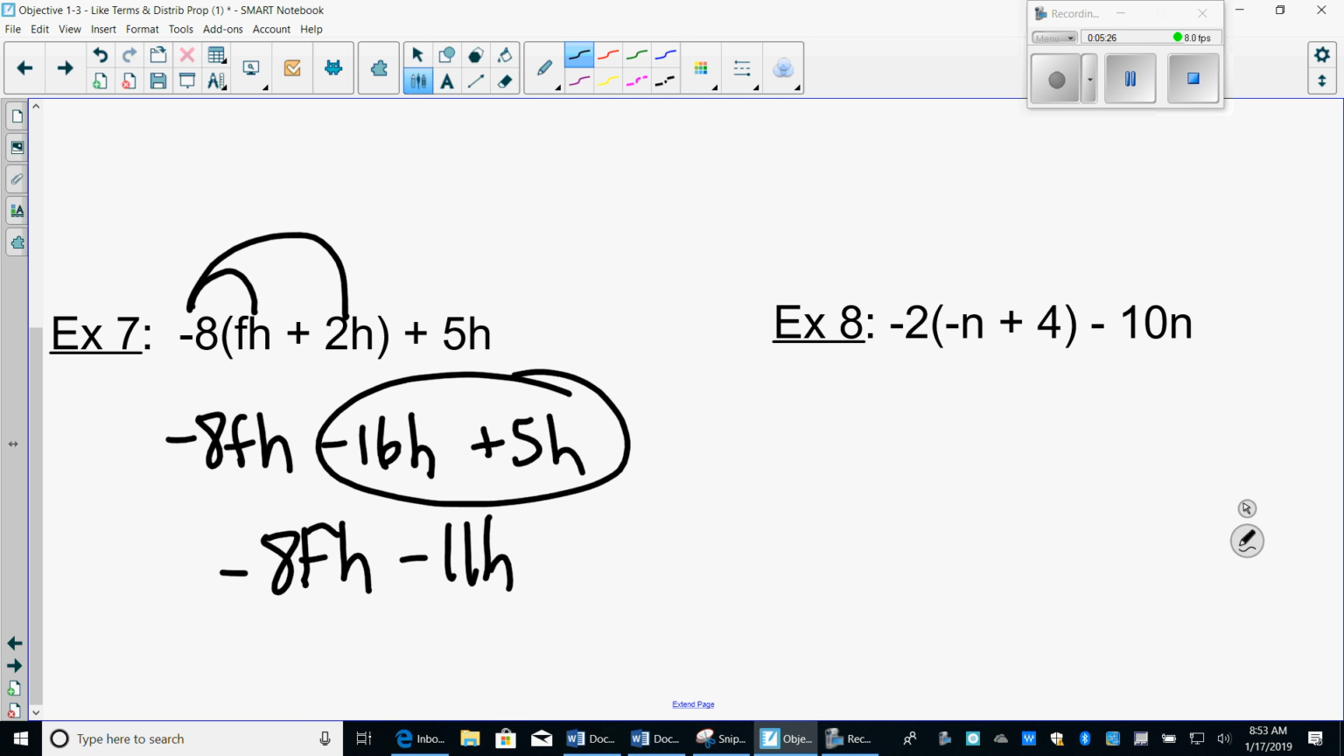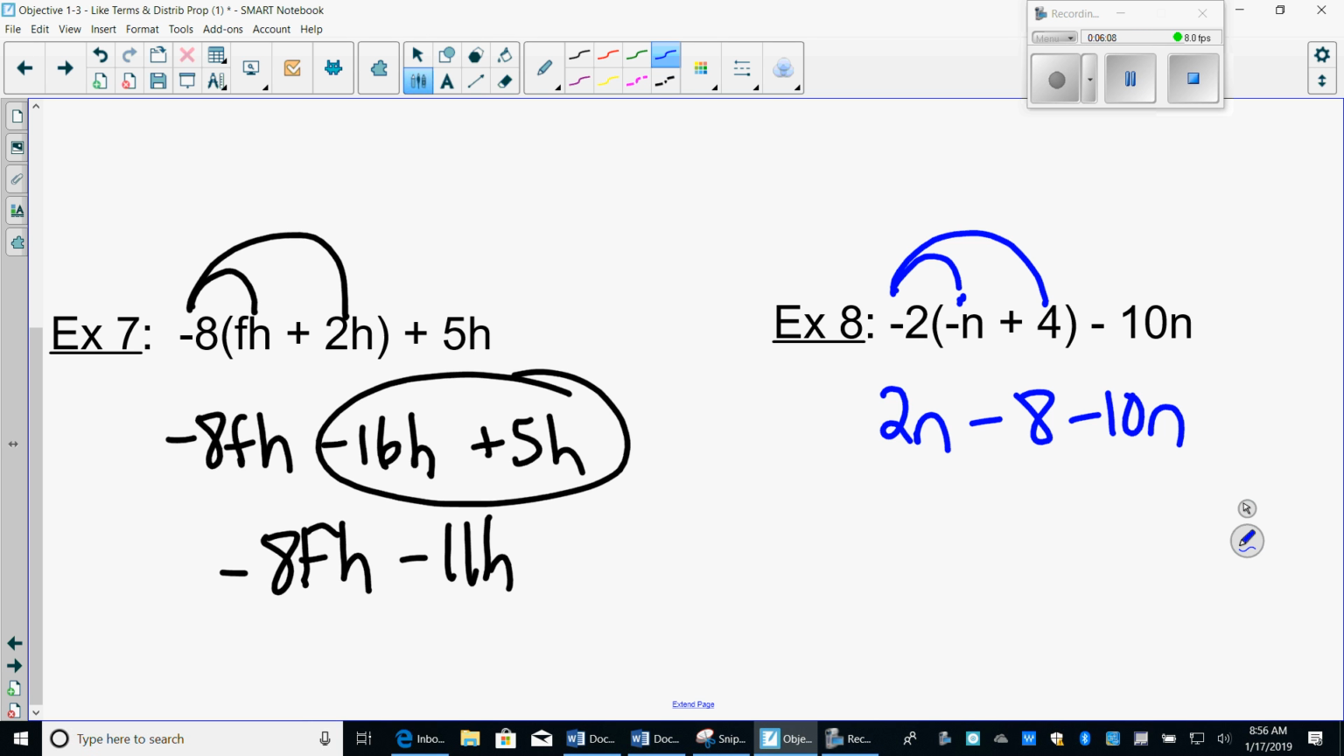Okay? So you try example 8. I'll hit pause. You try example 8. Here we go. Jesus, this one's for you. Talk me through it. Very good. So negative 2 times negative n is going to be a positive 2n. Okay, now what? Okay, and be very careful. Negative 2 times positive 4 would be a negative 8. Okay, then I'm going to bring down negative 10n.